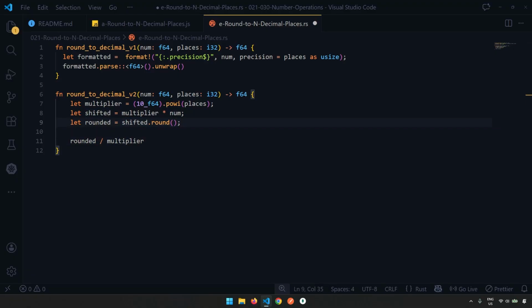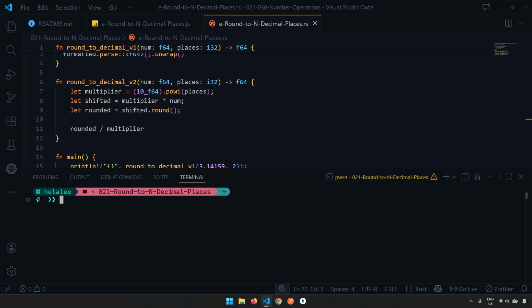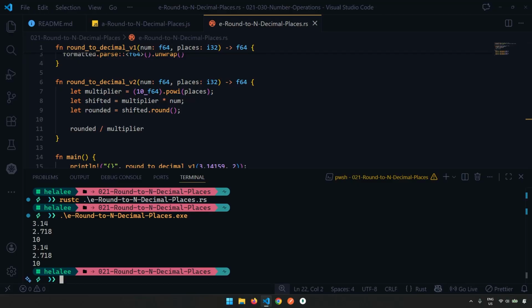And now let me give you the main function. There we go. That's the main function. I'm going to save this and let's go ahead and run it. So it's going to be rustc, then the file name round_to_n_decimal_places. Oh, it compiled the first time. Okay. Now we run the file that has the .exe in the name. I'm going to run that. There we go. We got our solution.